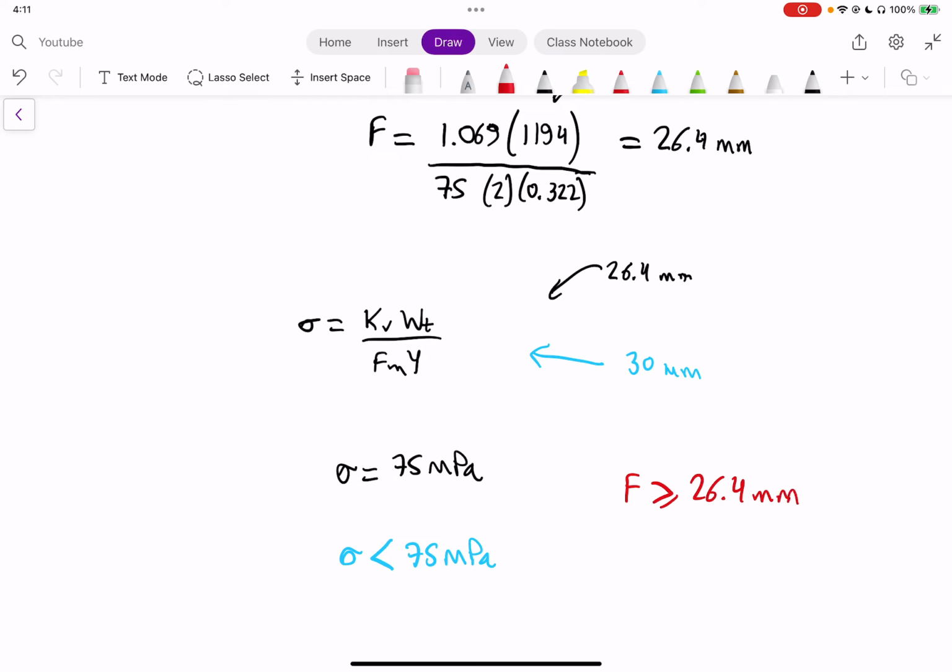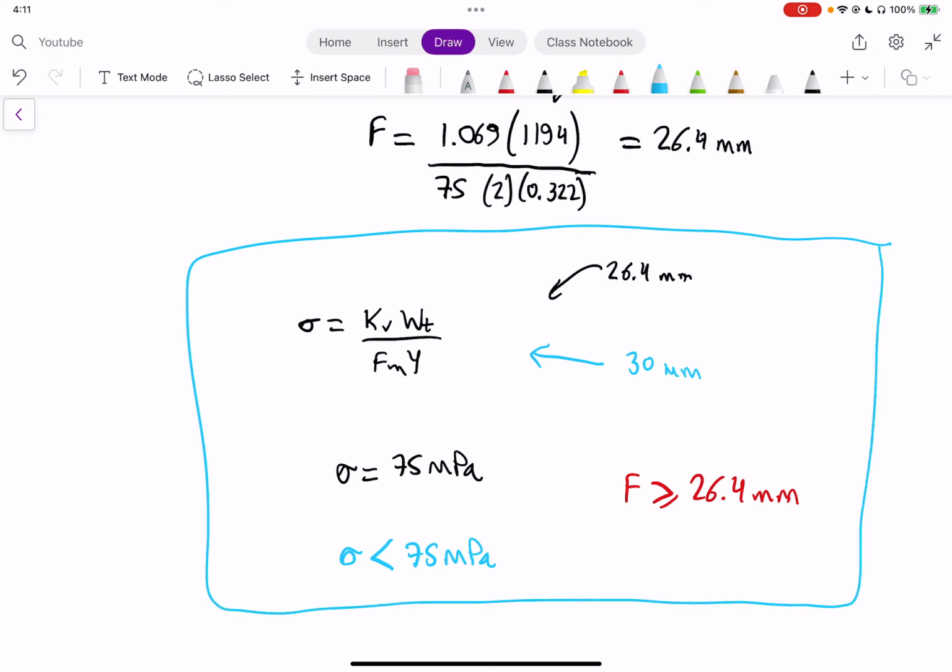And we've proven that that's the case based on this box of information. So I'll highlight this box of information just so that we know that this is proof that it works. And this is our final answer, which shows that F should be greater than or equal to 26.4.